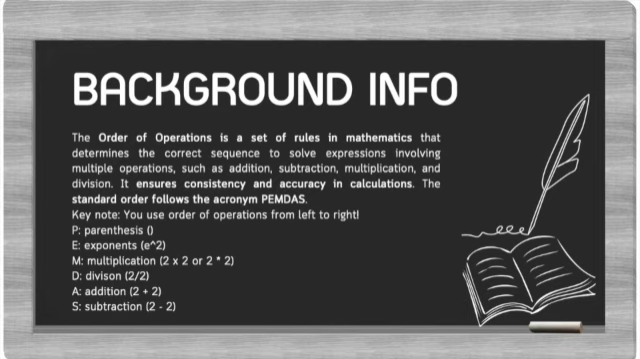So, what does the acronym mean? Well, the P stands for parentheses, the E stands for exponent, the M stands for multiplication, the D stands for division, the A stands for addition, and the S stands for subtraction. So the order, I have it listed here under keynote, and please make sure you pay attention to the keynote, which is you use orders of operations from left to right.